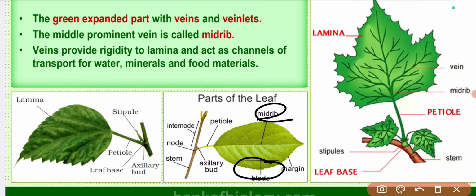And what are the functions of this lamina? Veins provide rigidity to the lamina. The veins which are attached like this provide rigidity and stiffness to the lamina, or to the leaf, and they also act as channels for transport of water, minerals and food materials.